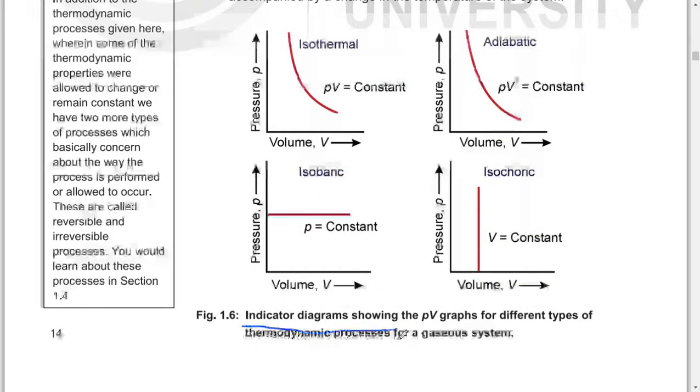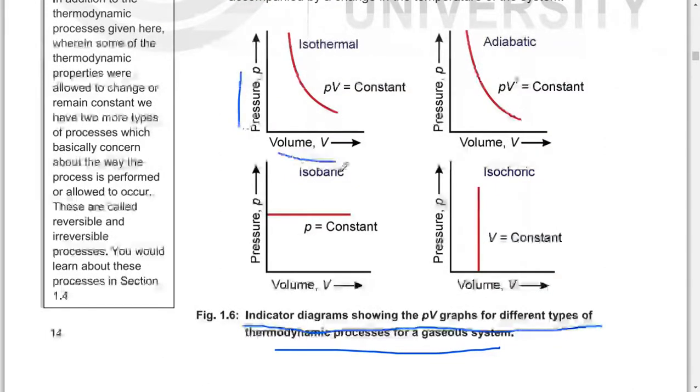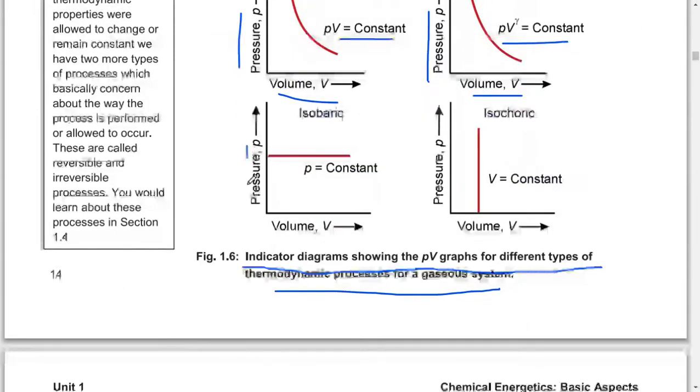Indicator diagram showing PV graphs for different types of thermodynamic processes for a gaseous system. Pressure P, volume V: isothermal, PV equals constant. Adiabatic, PV to the power gamma equals constant. Isobaric, P equals constant. Isochoric, V equals constant.